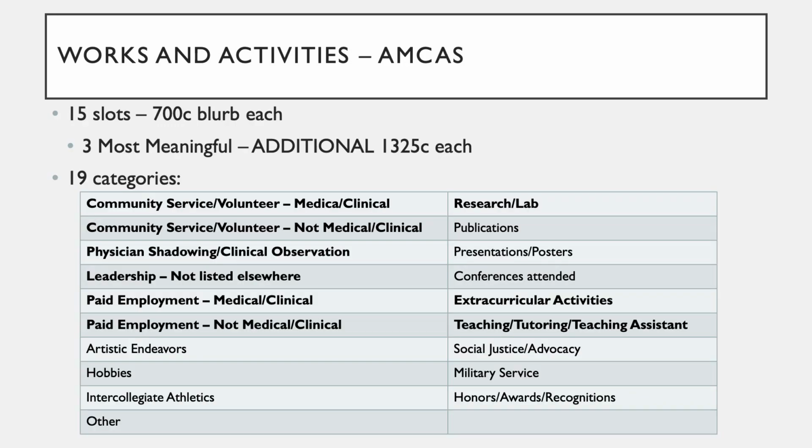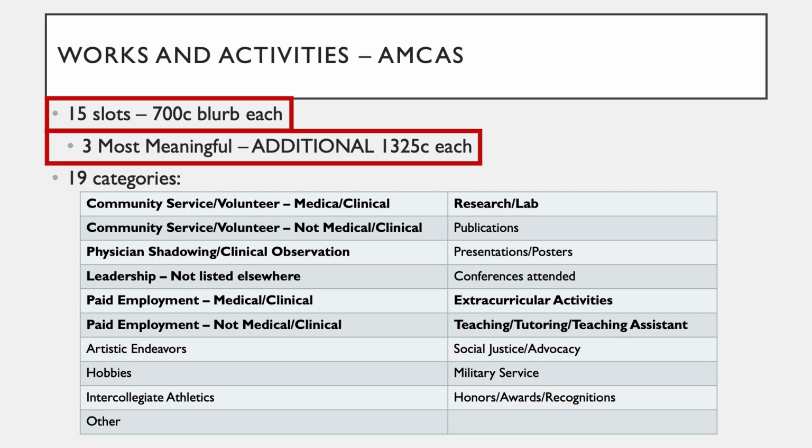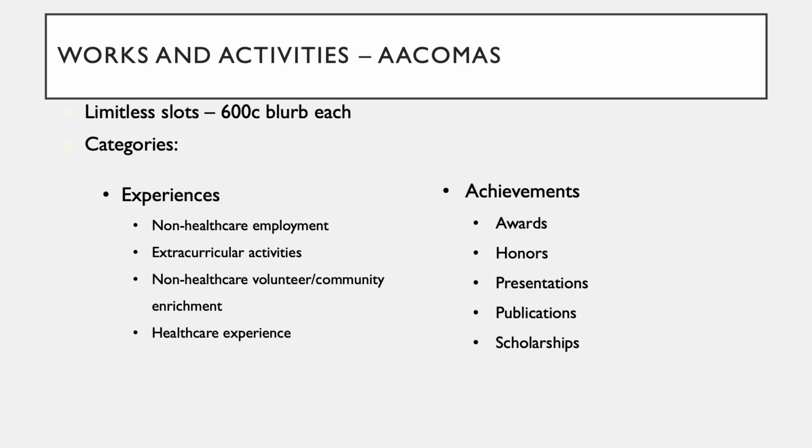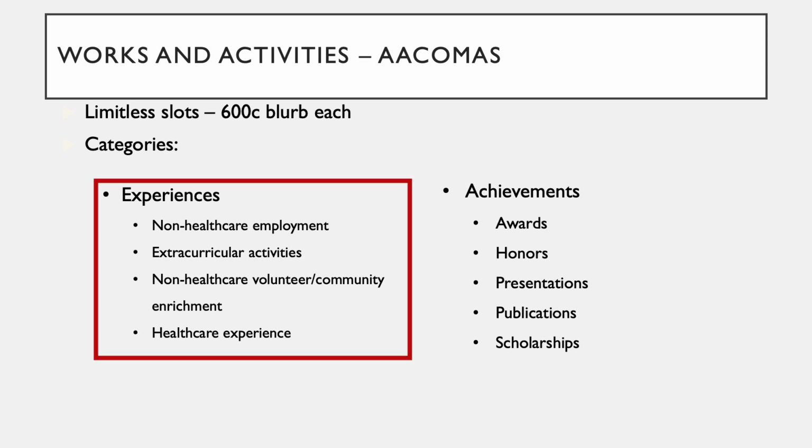On AMCAS, you get 15 slots and 700 characters for each of those slots. And then 3 of those 15 slots can be designated as most meaningful experiences, where you get an additional 1,325 characters. Each slot must be categorized in one of the 19 categories you can choose from, with the more commonly used categories bolded. AACOMAS, on the other hand, the application for DO schools, has an unlimited number of slots, but you get 600 characters instead of 700 characters. And the categories of activities fall into 2 major categories of either experiences or achievements.